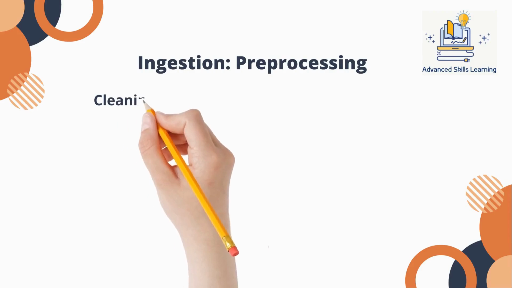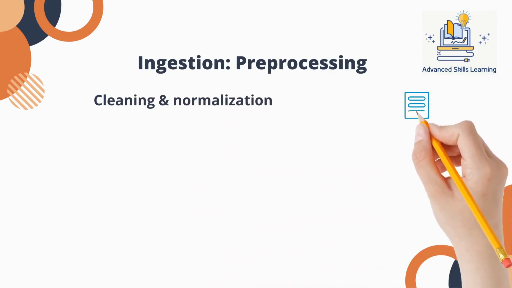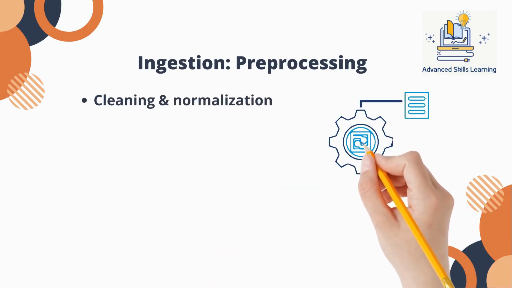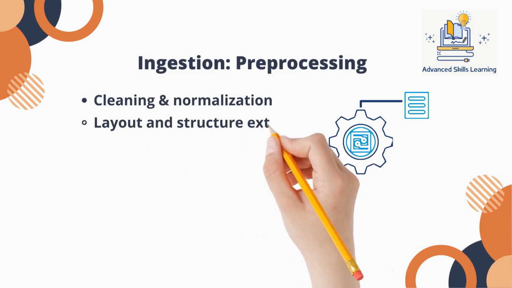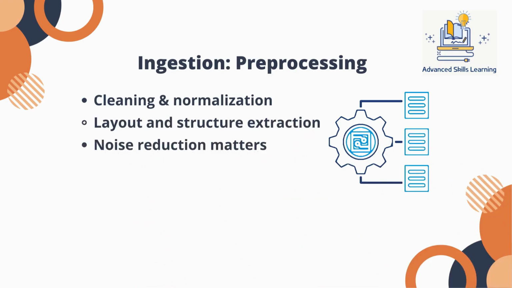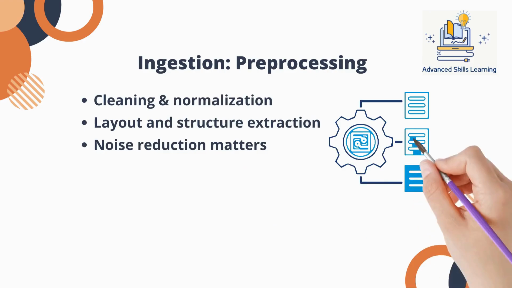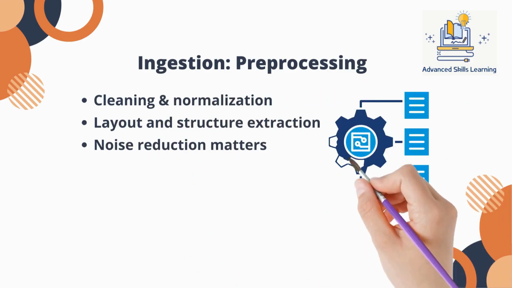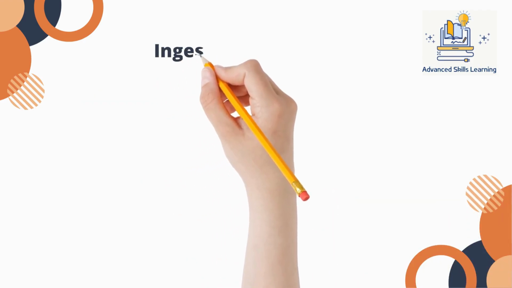Before chunking, most systems perform preprocessing. This includes cleaning text, removing boilerplate, normalizing formats, and extracting structure such as headings, tables, or sections. Skipping this step often leads to embeddings that capture noise instead of meaning, which quietly degrades retrieval quality.